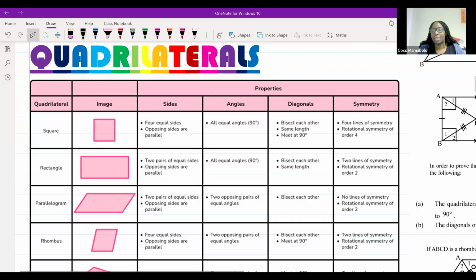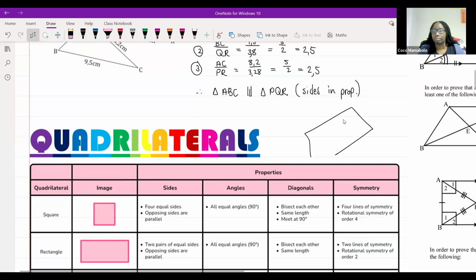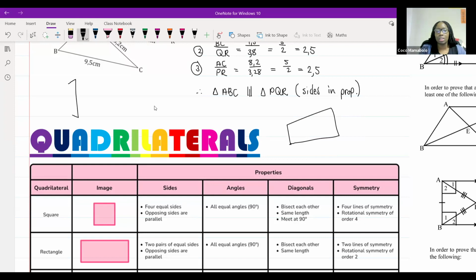Because if you say a 4-sided shape, I could do that. That's a 4-sided shape, but it's not closed. So it needs to be an enclosed shape with 4 sides. 1, 2, 3, 4. Even if it's irregular, as long as it has 4 sides that are enclosed together, it's a quadrilateral. Okay, it could look ugly. It could look like that. As long as there are 4 sides and they're all enclosed, it's a quadrilateral.